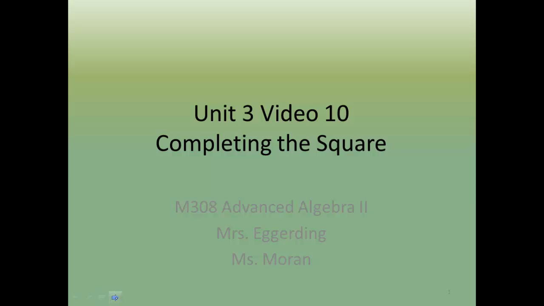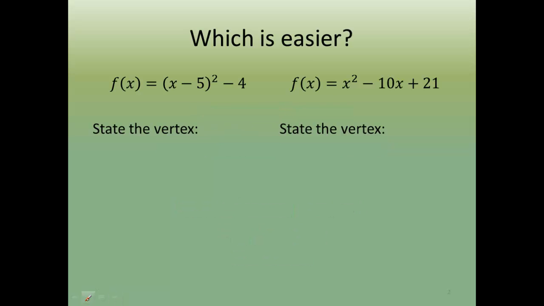We will be using this technique a couple times this year, so it's worthwhile to get it right the first time around. We've been talking about graphs of quadratic functions, and we have some of them that are in vertex form and some of them that are in standard form. And if we were to state the vertex, which one would you prefer? Over here in vertex form, it's really easy to see the vertex is at 5, -4.